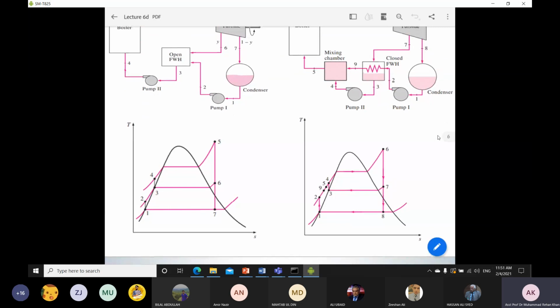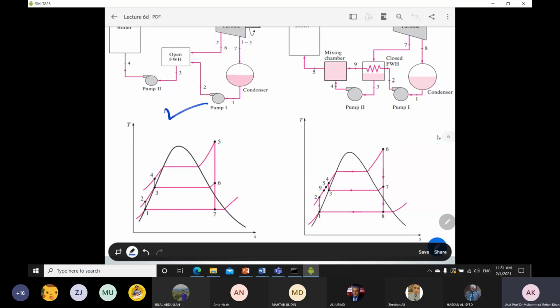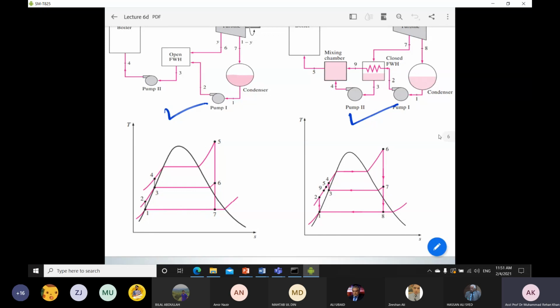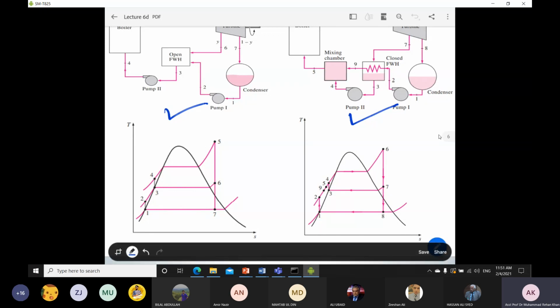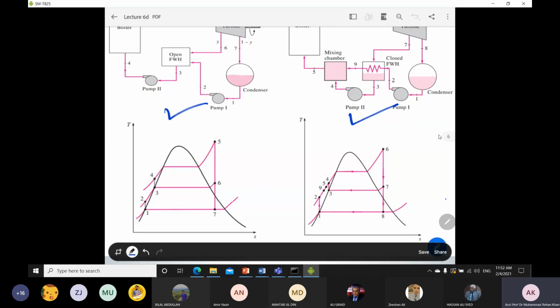Okay, so clearly it is shown over there because I have just drawn. I will try to draw it. So this is how you can draw the TS diagram for open feed water heater, and this is for your closed feed water heater. So you have to make it clear by using the scale. If you have any question, you can ask me also.